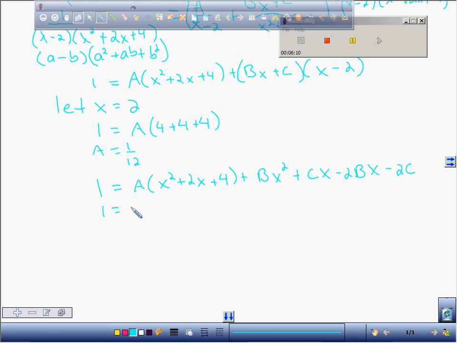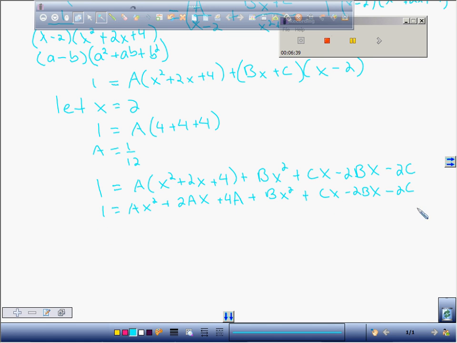1 equals ax squared plus 2ax. That should be a plus sign, right? Plus 4a plus bx squared plus cx minus 2bx minus 2c. That's kind of ugly.